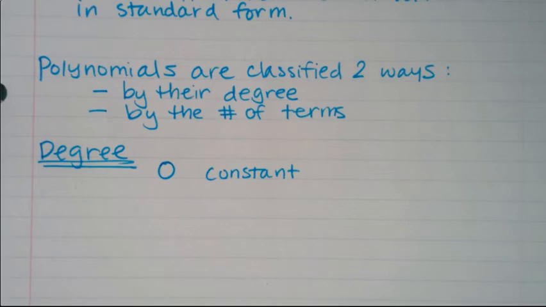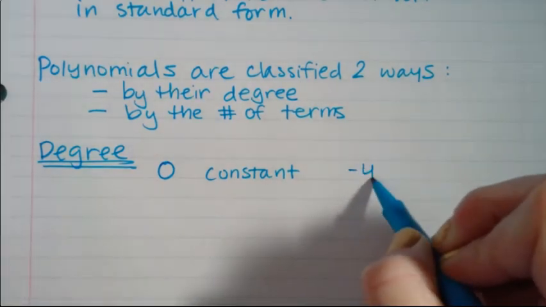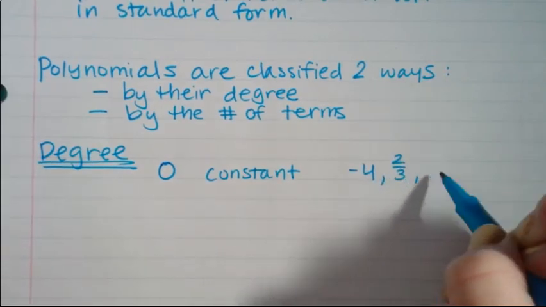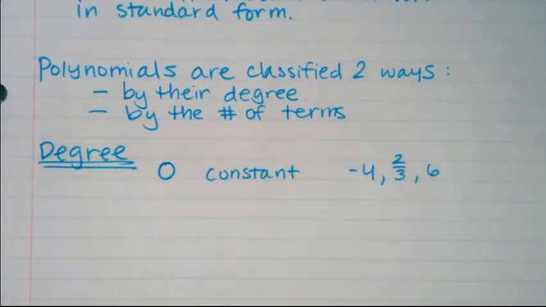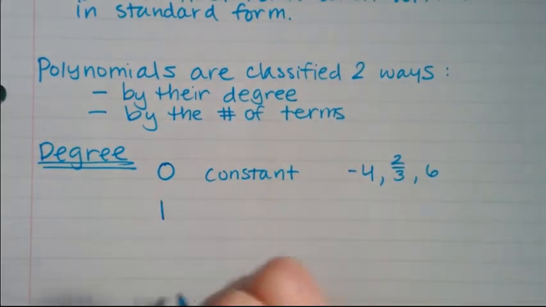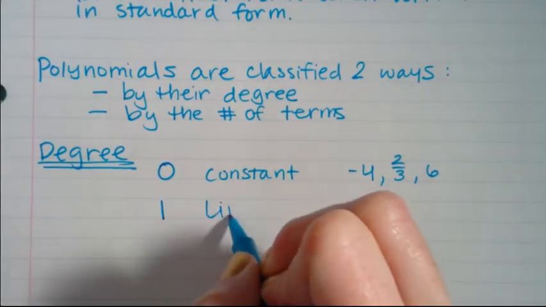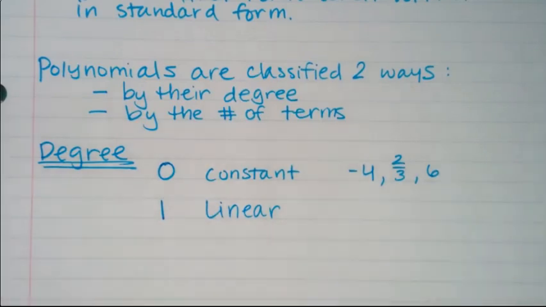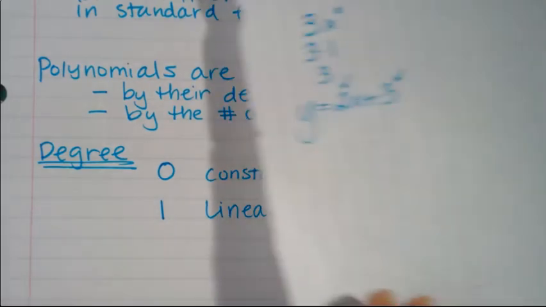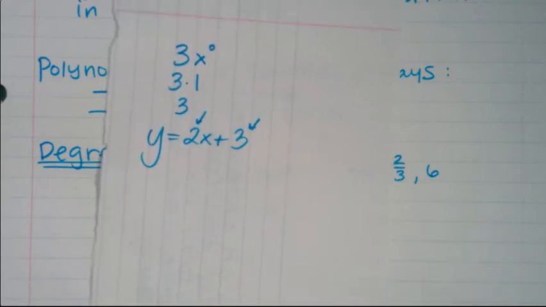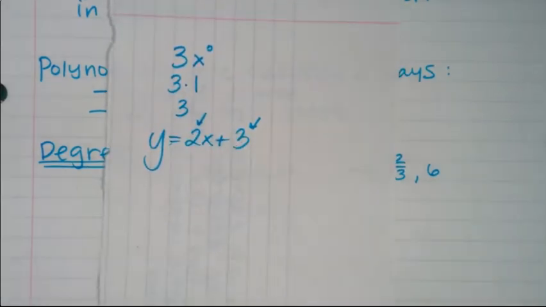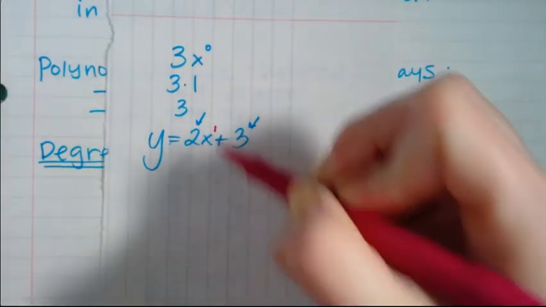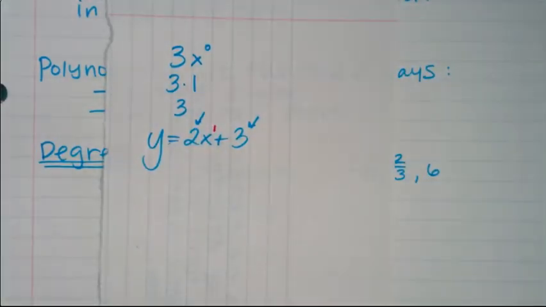So that's a constant. So some examples would be -4, 2/3, 6. Those are all constants. And that would mean that if there was a variable, the exponent was 0. Then we have 1. And if the exponent is 1, we're dealing with linear equations. Okay? A linear equation looks like this, right? y equals 2x plus 3. Well, if we look at the exponent of the x, in this case it would be 1, right? And that makes a linear equation.